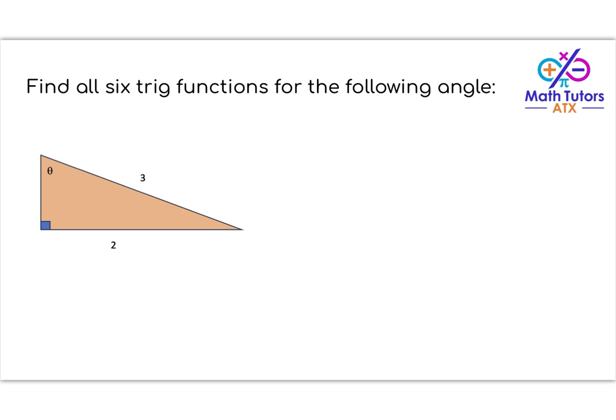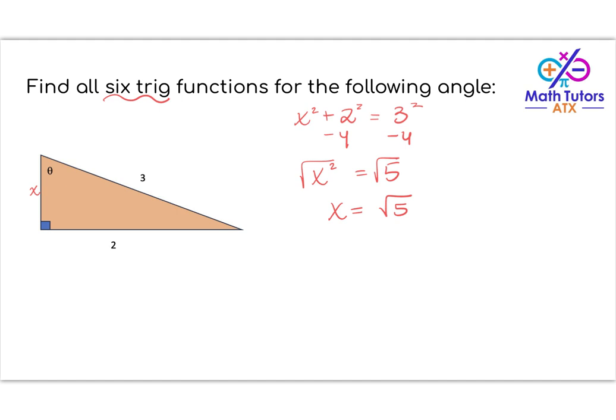Here I have a lovely right triangle, and it looks to me like I only have a leg and a hypotenuse. To do all 6 trigonometric functions, I'm going to need that other side. So first things first, let's solve for it. We know our Pythagorean theorem, a squared plus b squared equals c squared, where c is always the hypotenuse. If I subtract 4 from both sides, I get x squared is equal to 5, and the square root of that, x is equal to radical 5.